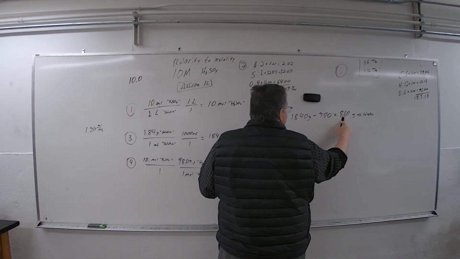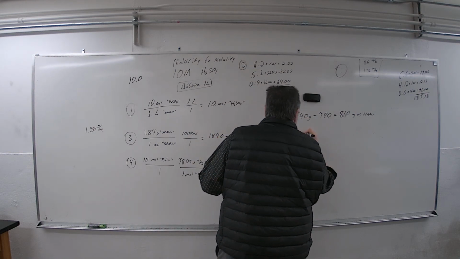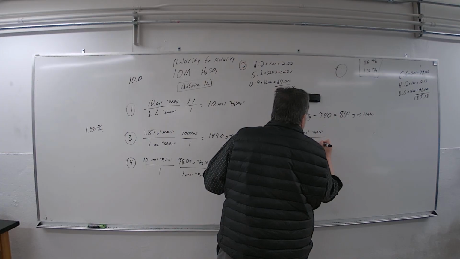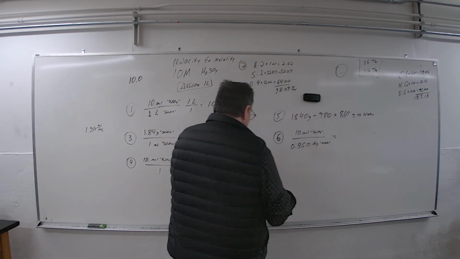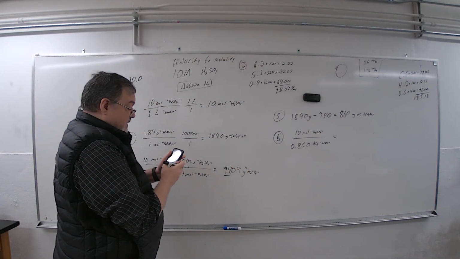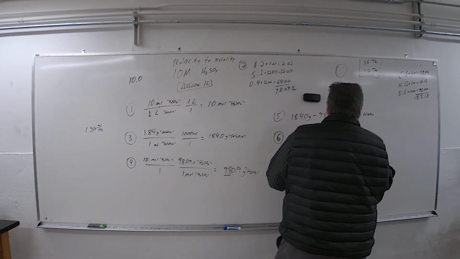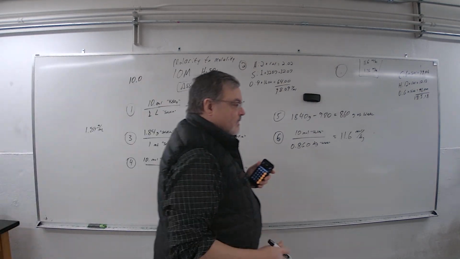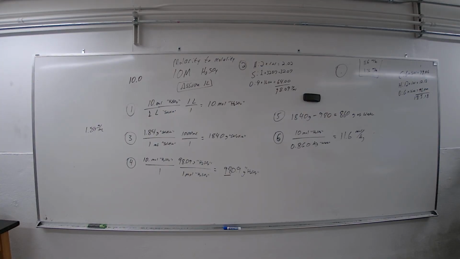And 5. I'm skipping the conversion, but it's 0.860 kilograms. And we have 10 moles. 10 moles of H2SO4 to 0.860 kilograms of water. 11.6, yeah. Steal that question. I'm going to say 10.0.